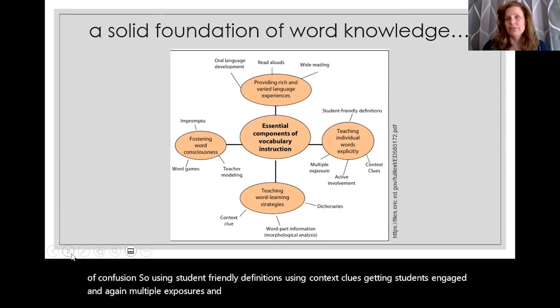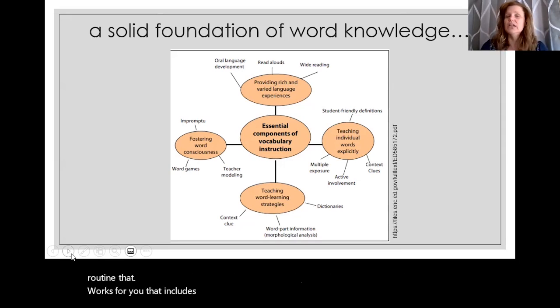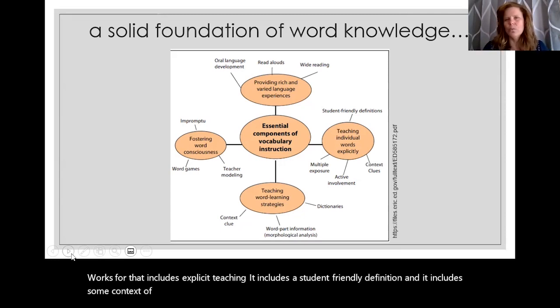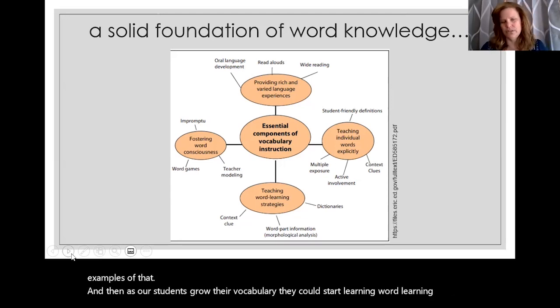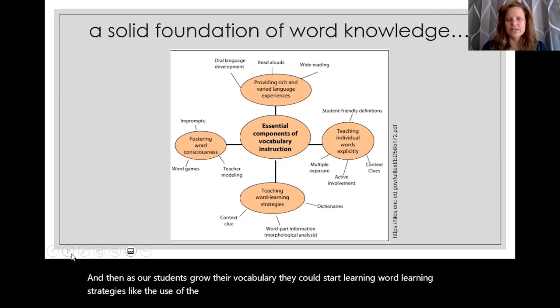And you know, I love routines. So finding a vocabulary routine that works for you, that includes explicit teaching, it includes a student-friendly definition, and it includes some context of how this word would be used and what it sounds like in real life. We'll show you some examples of that. And then as our students grow their vocabulary, they can start learning word learning strategies, like the use of the dictionary or more context clues.